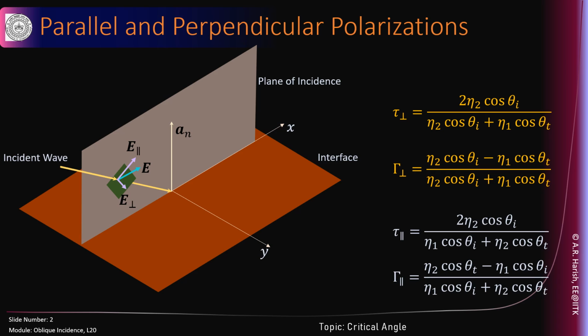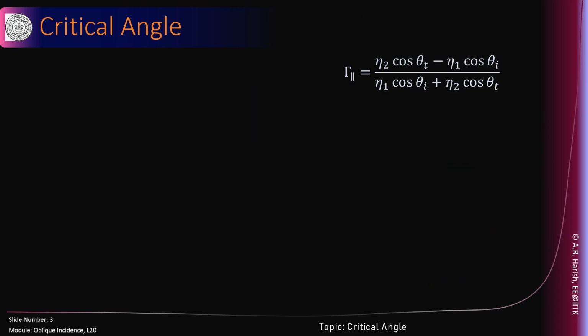Now what we will do is consider one of the polarizations, and in particular we will look at the reflection coefficient and ask a very specific question. Let us consider gamma parallel, which is eta 2 cos theta t minus eta 1 cos theta I upon eta 1 cos theta I plus eta 2 cos theta t. And we ask that specific question: when will the magnitude of gamma parallel become equal to 1? So we are asking, what is the condition under which the magnitude of gamma parallel will be equal to 1?